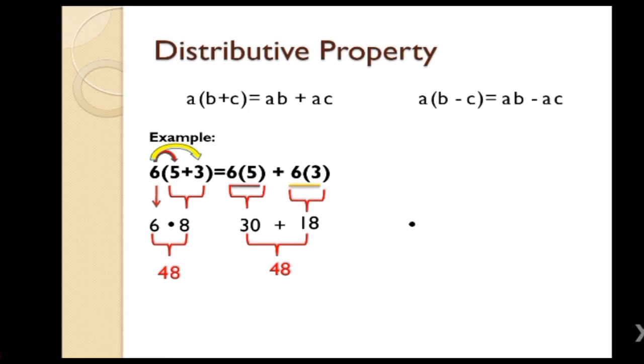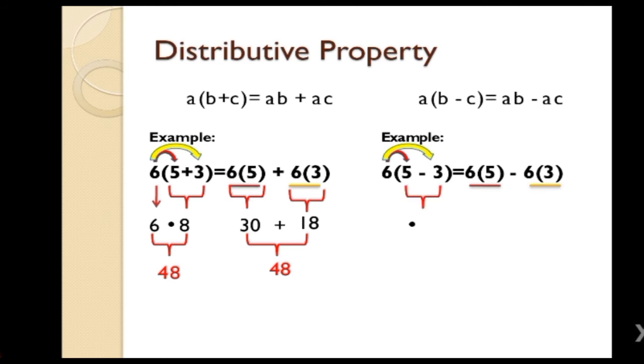Then, ganun din kapag yung operator is subtraction. So, if we have 6 times the difference between 5 and 3, equal yon kapag dinistribute mo muna si 6. So, 6 times 5 minus 6 times 3. So, as a proof, 5 minus 3 is 2 times 6, we will have 12. Then, kapag inuna mo naman yung pagmumultiply, 6 times 5 is 30 minus 6 times 3 is 18. So, that will give us 12.